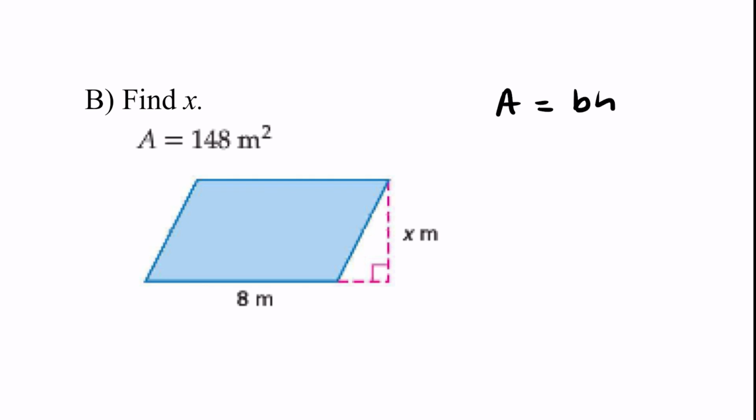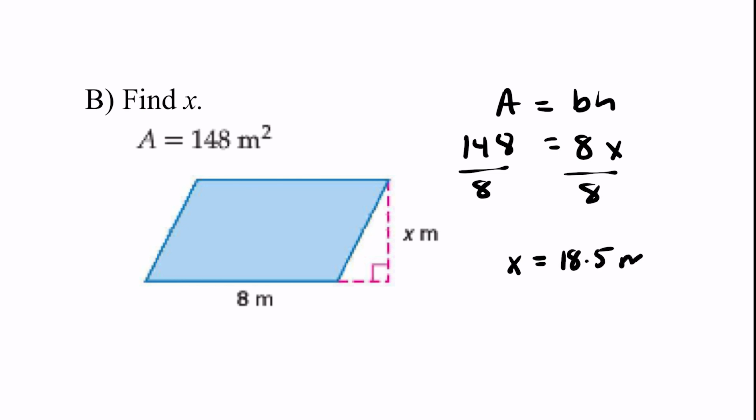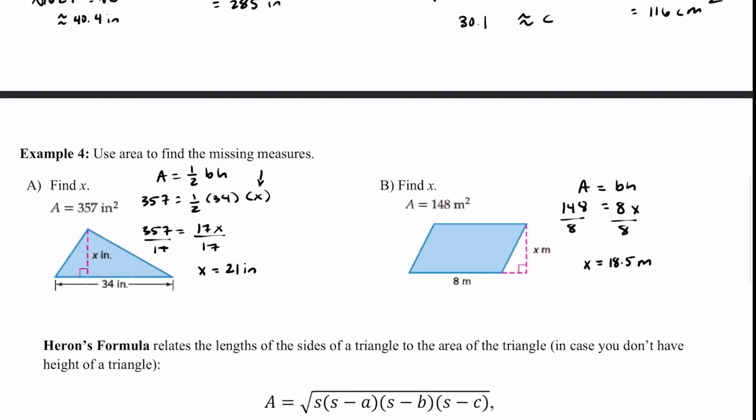Base times the height. A equals BH. What's the base of the figure? 8. What's the height? X. What's the area? 148. I need to do what on both sides? Divide both sides by 8. So x is equal to what? 18.5 meters. Okay. Questions about these two problems here?